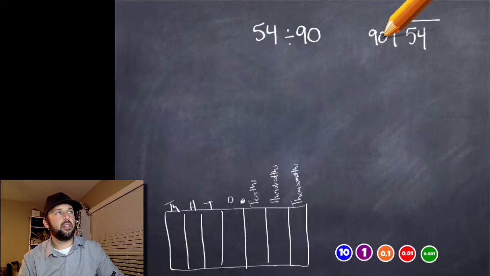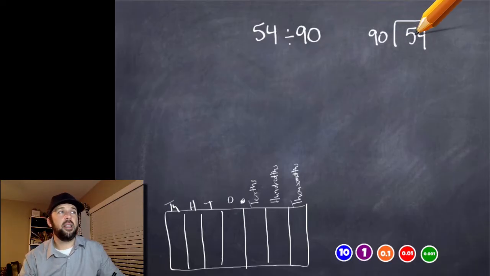And looking at this, can I take 5 tens and make groups of 90? No, I can't. Can I take 54 ones and make groups of 90? I can't, right? So I know I'm going to end up with a decimal, a small number, because of what they're asking me to do. They're asking me to take a smaller number and divide it by a bigger number, okay? So we know that we're going to end up with a decimal.